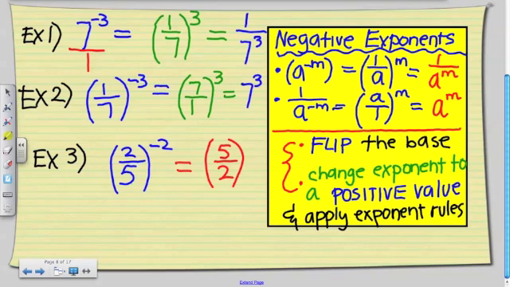Good. Now, this is a little bit different because now I have to take that power. I can't just leave it like this. I have to apply the power of a power rule, power of a quotient rule. So apply that power to both the numerator and the denominator. So that gives me 5 squared over 2 squared. And 2 squared is 4. Good.